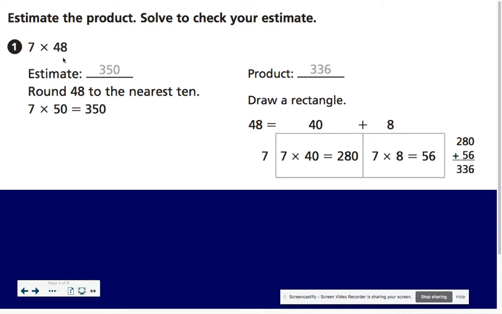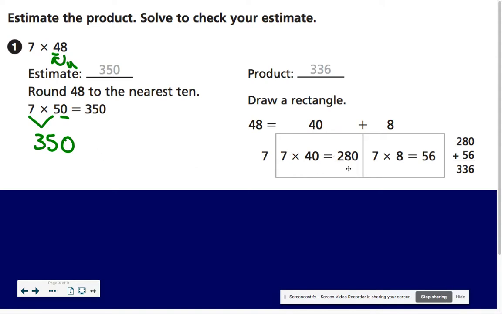If I have 7 times 48, I am going to keep my 7 the same because it's one digit. And I'm going to round my 48. I'm rounding this one to the nearest 10 because that's the highest place value. The 8 tells it to go up. So that's how I get the 50. 7 times 5 is 35. And I had 1 0. So our estimate is 350.